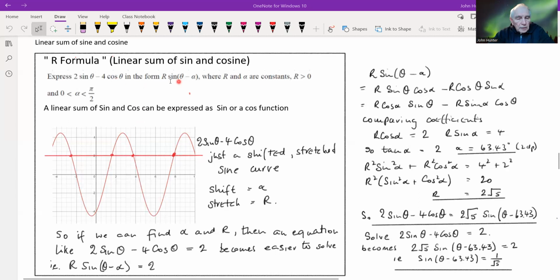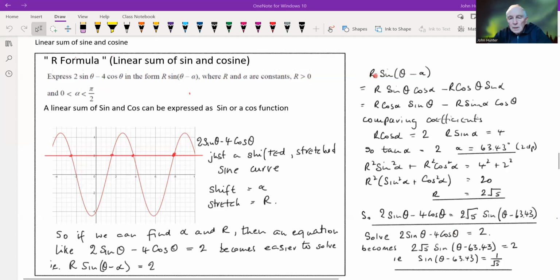So what can we do? Well, this is what we do. We want to express it in this form here. When it's in this form, the corresponding equation that we get, looking ahead, might be 2 sine theta minus 4 cos theta equals 2. Then if we can change this left-hand side into a single trig function like sine, we will be able to solve this equation.